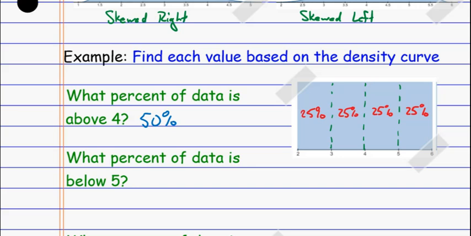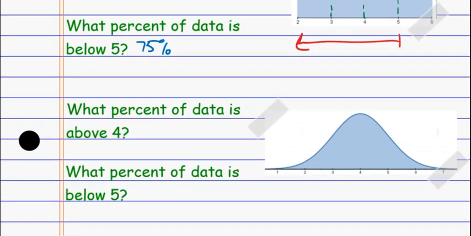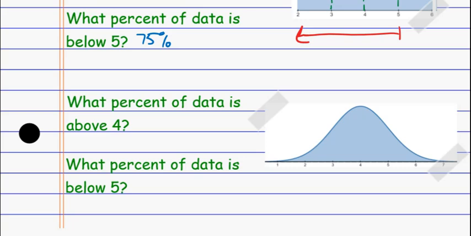Which means if we're talking about less than 5, so below 5 would be everything from here on over. Well, that's 3 of those 4 pieces. That's 75% of the data. And again, that's really easy because it's uniform, okay? When this gets a little bit tricky is when we're talking about these actual curves where it's not uniform, when we have greater concentrations one place than we do another, okay?